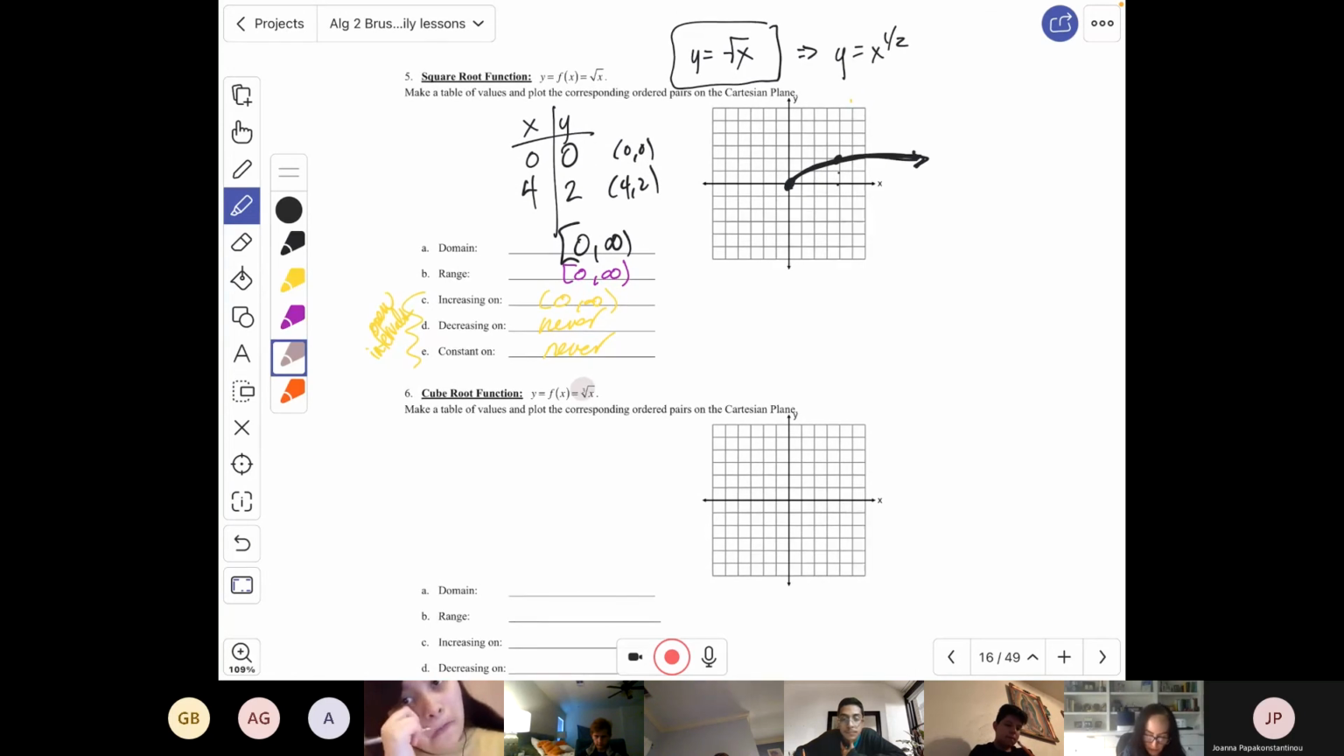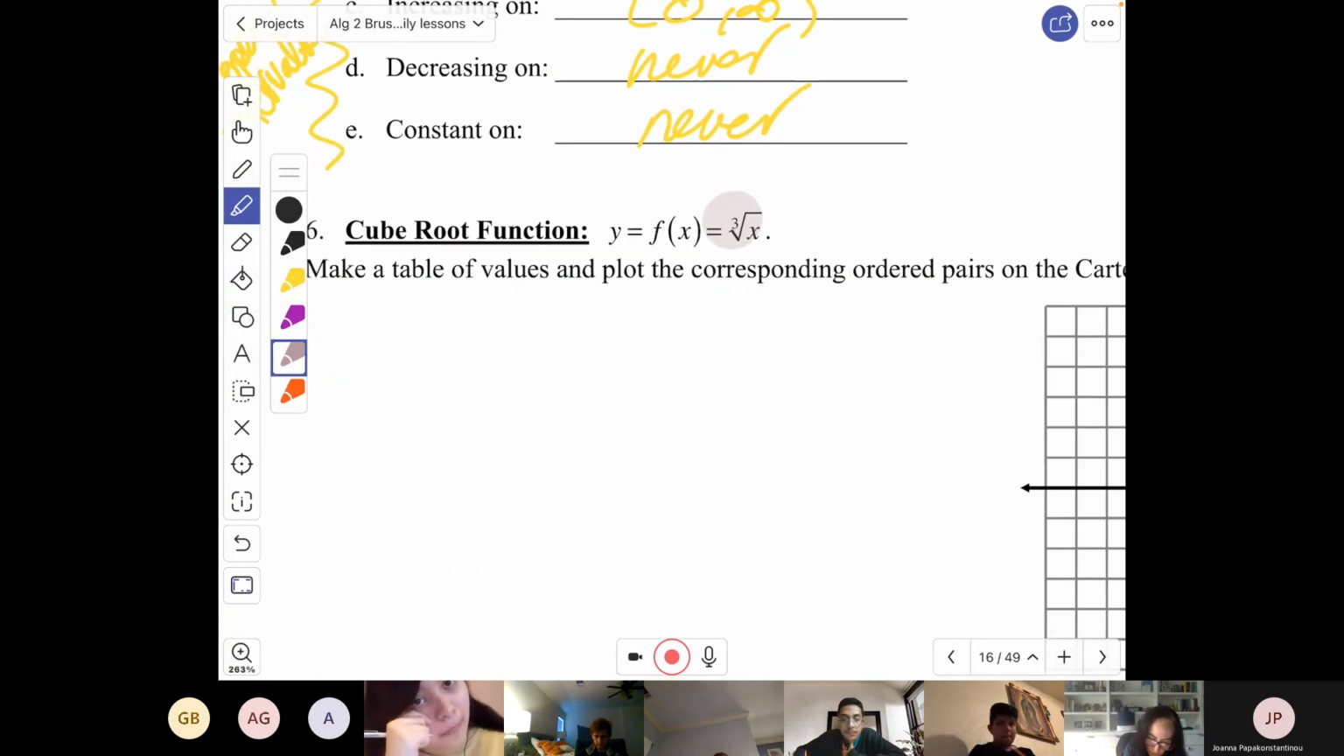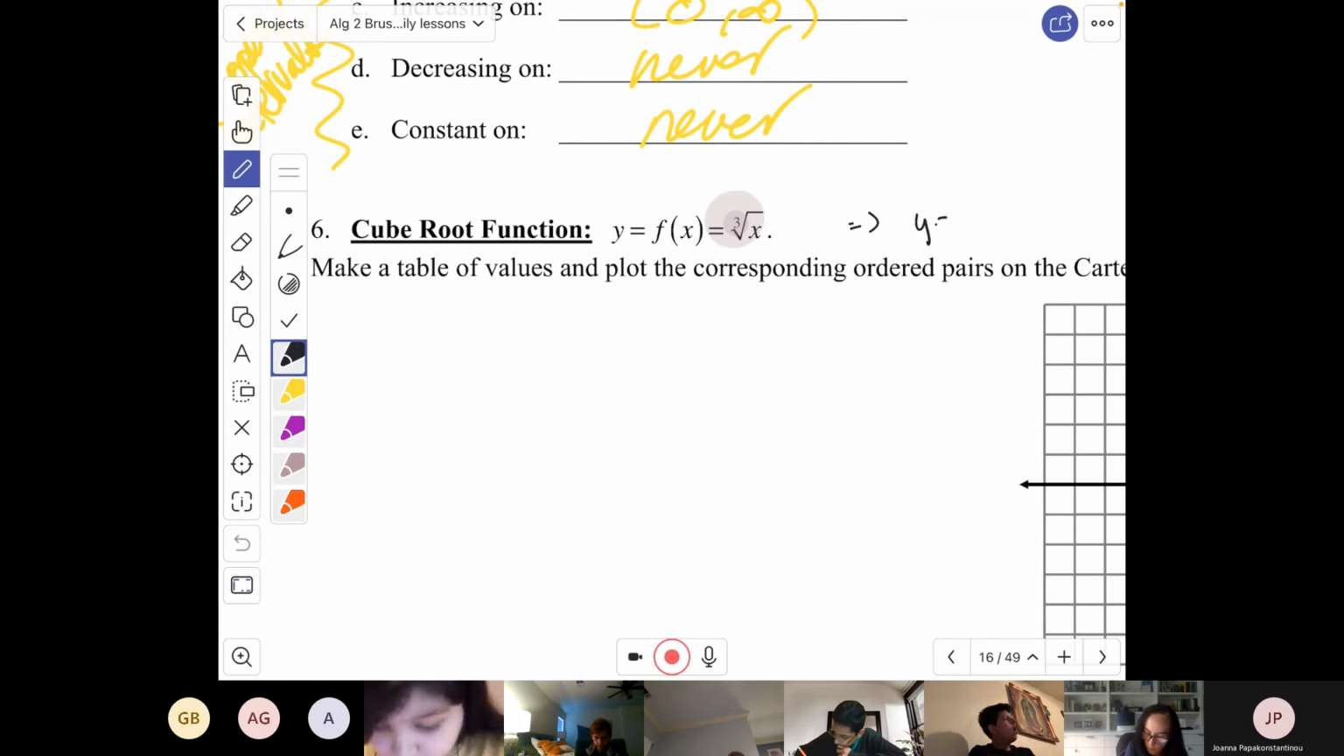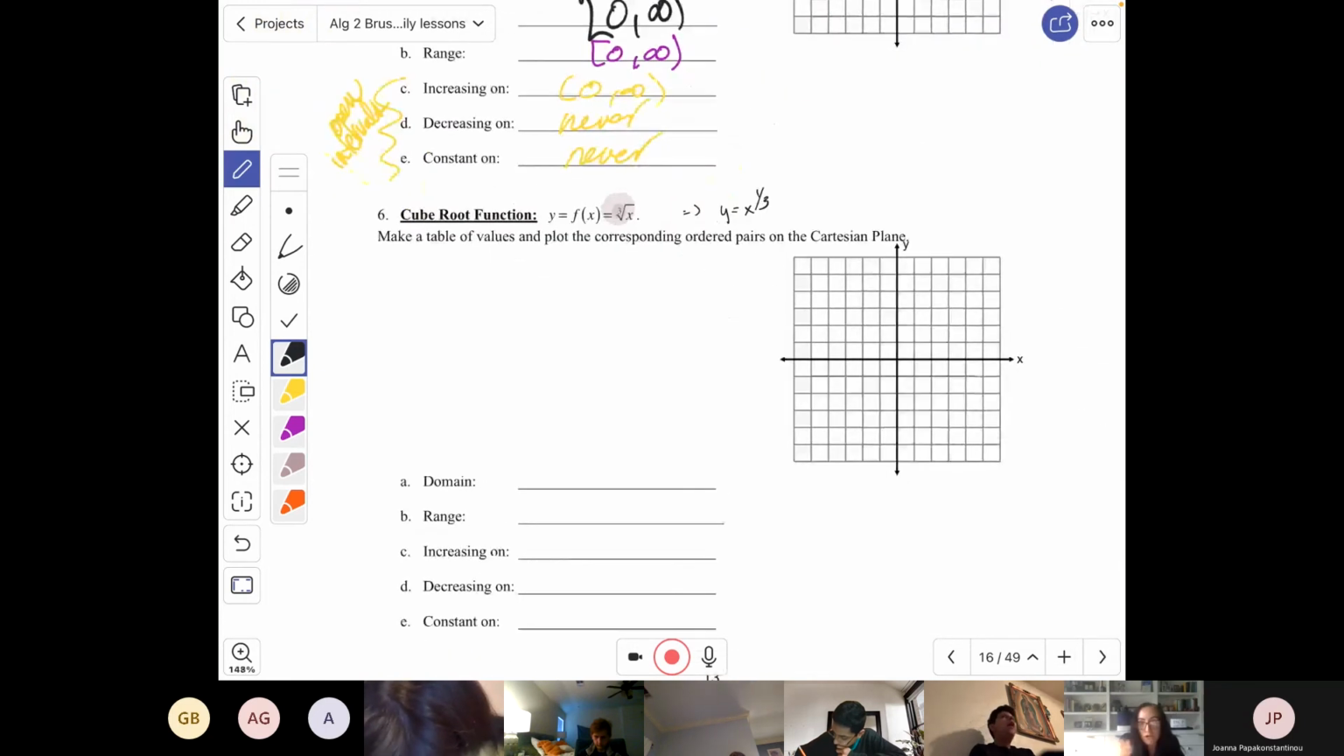All right, let's move on to the parent cube root function, where the root index is 3. So we're now taking the cube root. This little number here is your root index. I could rewrite this as y equals x to the 1/3 power, if I wanted to represent it with a rational exponent. Now let's think about this cube root. Let's make a table, and let's be very clever. Maybe you want to choose perfect cubes to make it easier for us to evaluate the cube root.